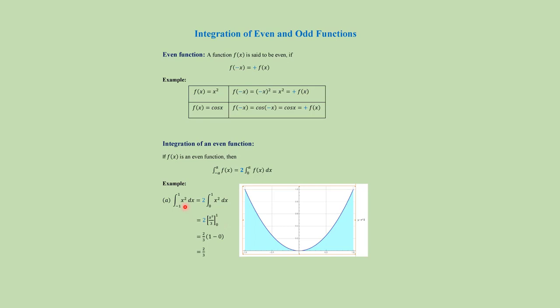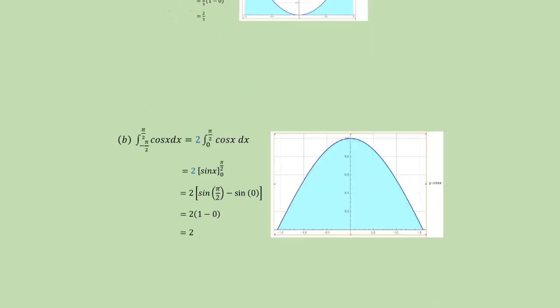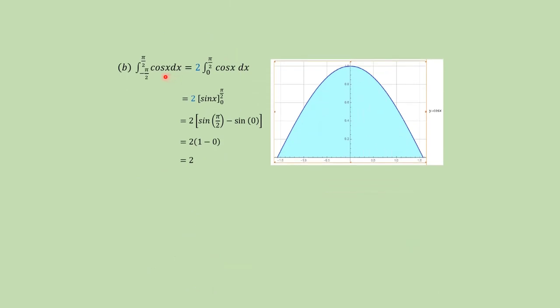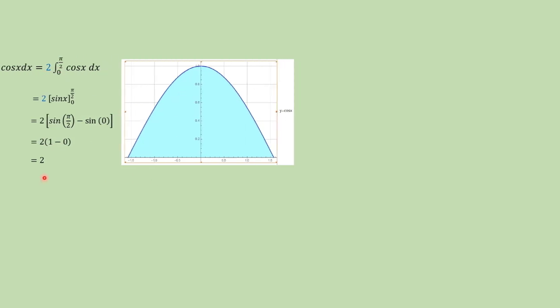In this example, x square is an even function, and we change the limit from negative 1 to positive 1 as 2 times 0 to 1. The whole area is 2 over 3. For this example, cosine x is an even function, and we change the limit from negative pi over 2 to positive pi over 2 as 2 times 0 to pi over 2, and the whole area is 2.